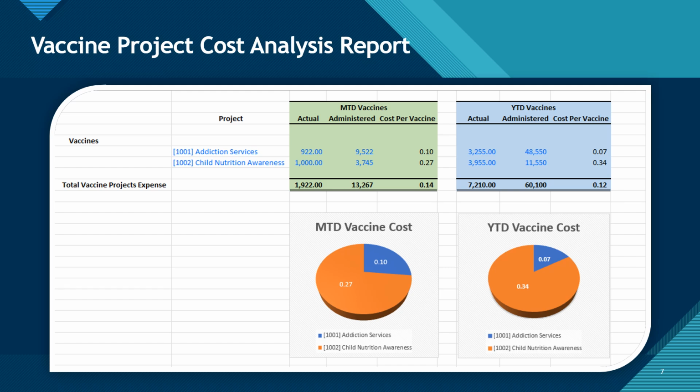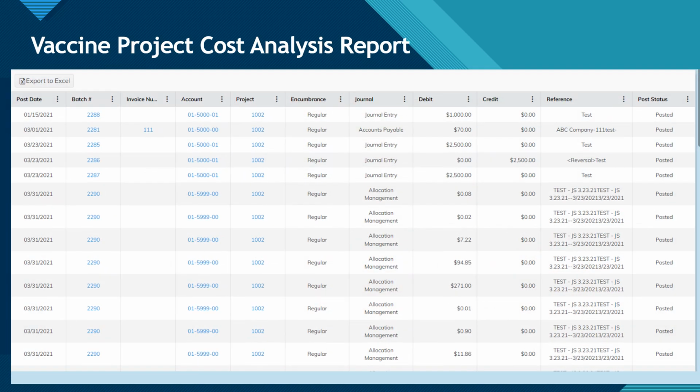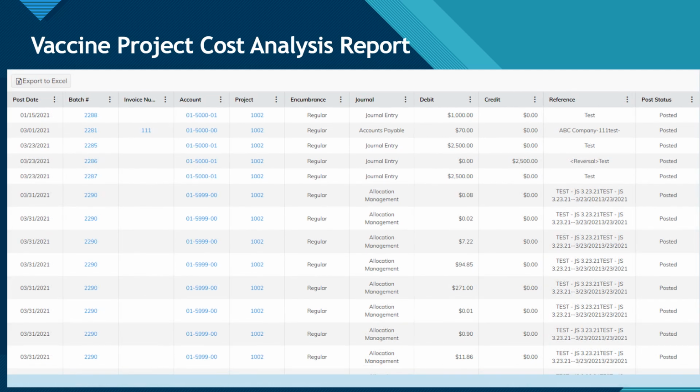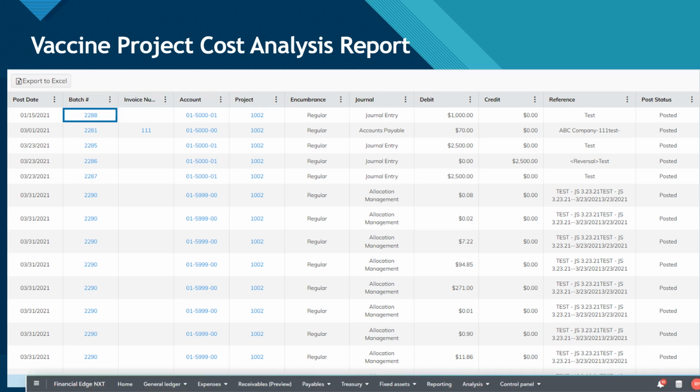After running reports, Power Cloud Reporting gives you access to detailed transactions through drill-down capabilities. Not only can you view the transactions that make up the totals on the report, but you also can drill down to source transaction records within Financial Edge NXT, providing you with optimal insight into your organization's finances.